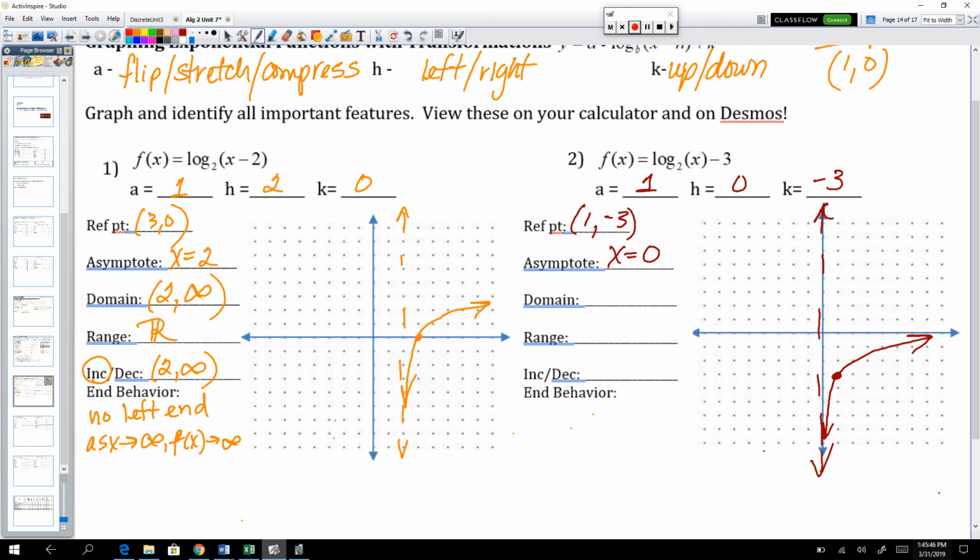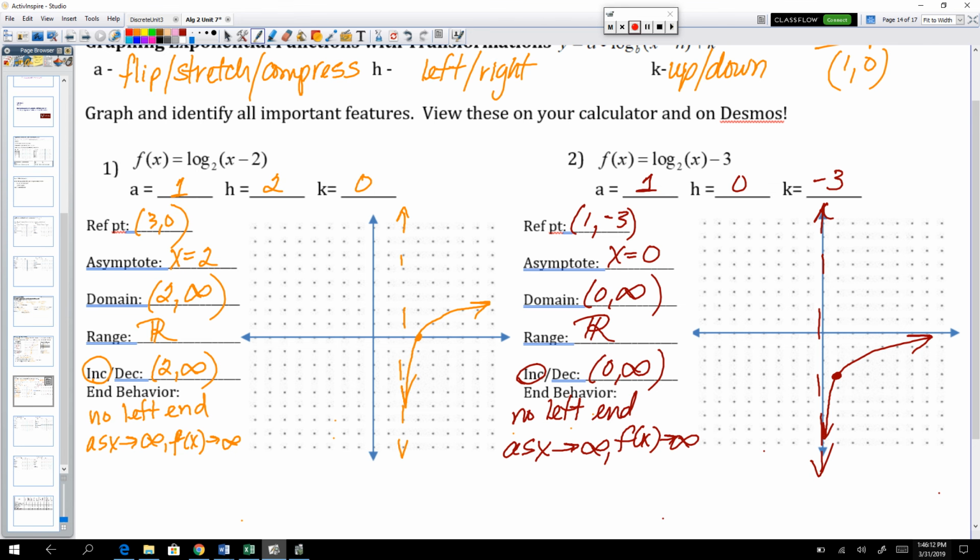The domain is from 0 to infinity. The range is all real numbers. That's true of all log functions. Even though that calculator cuts it off, it really does go forever down and forever up. And it is increasing from 0 to infinity. There's no left end. And on the right, as x goes to infinity, f of x slowly but surely goes to infinity.